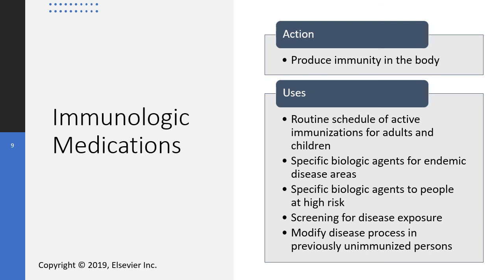Uses, according to the slide: routine schedule of active immunizations, biologic events for endemic disease areas. So I'm talking about cholera, typhoid, yellow fever, special biologic agents for people at high risk, and these are the pneumococcal agents, like for the elderly and people who are chronically ill, screening for disease exposure, and we're doing it to modify disease processes in previously unimmunized people.